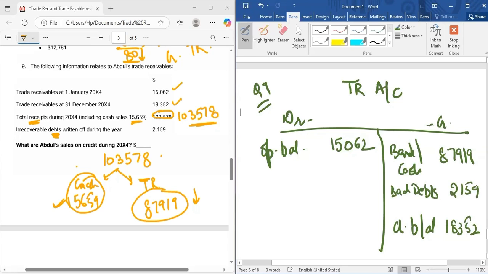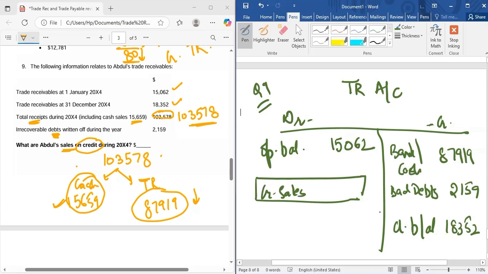2159. Okay, so they have asked us to calculate the sales which are made on credit. If we have made some sales on credit, it means that our trade receivables would increase because we have not received money now, but we will receive this money in future. So they are going to pay us in the future. My assets have increased, my trade receivables have increased, so my balance would come here on the debit side, which would give us our credit sales.